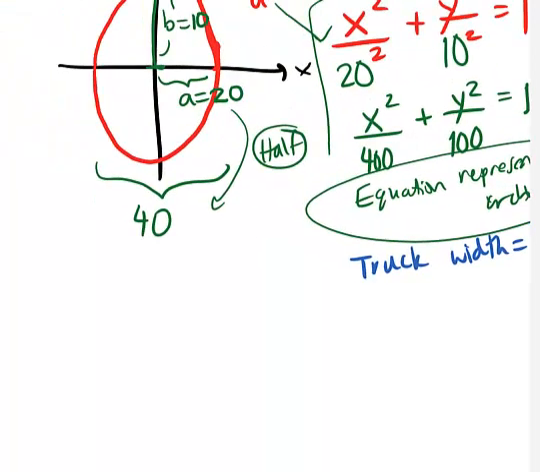So that means that it's going to be something like this. This will be the width of your truck. It's going to try to go through, like this. I don't know if it hits the top or not. But that means, what is the X value?